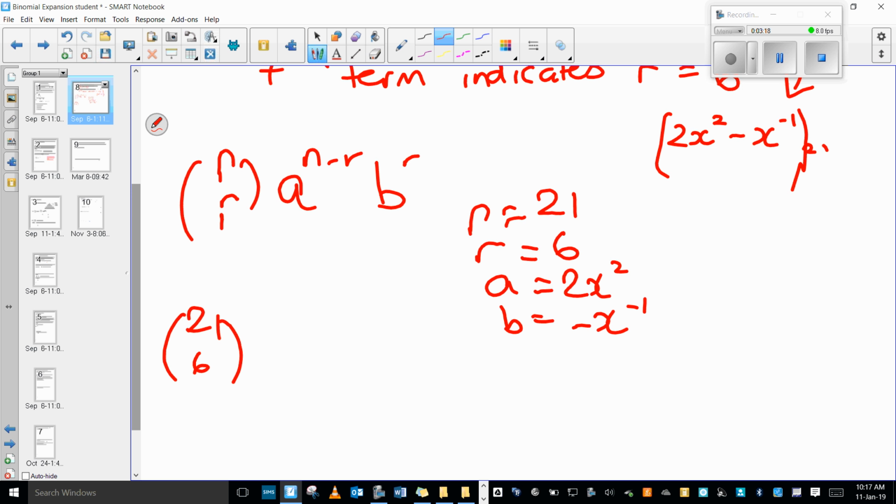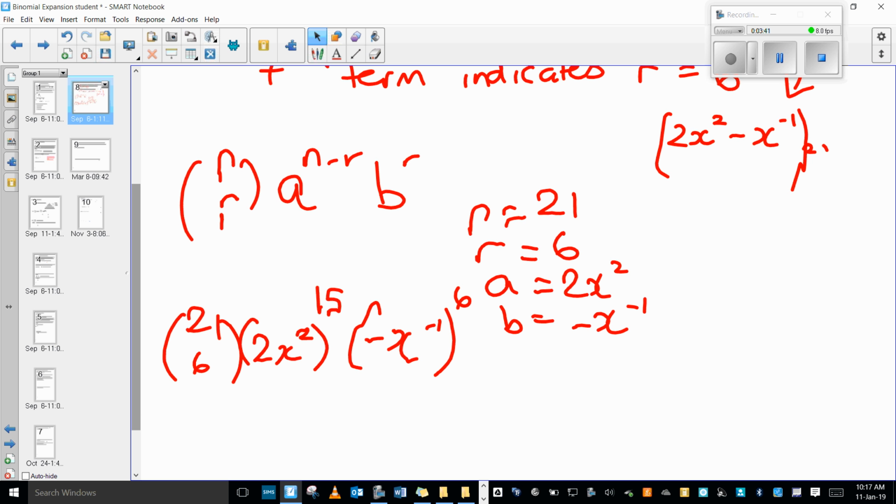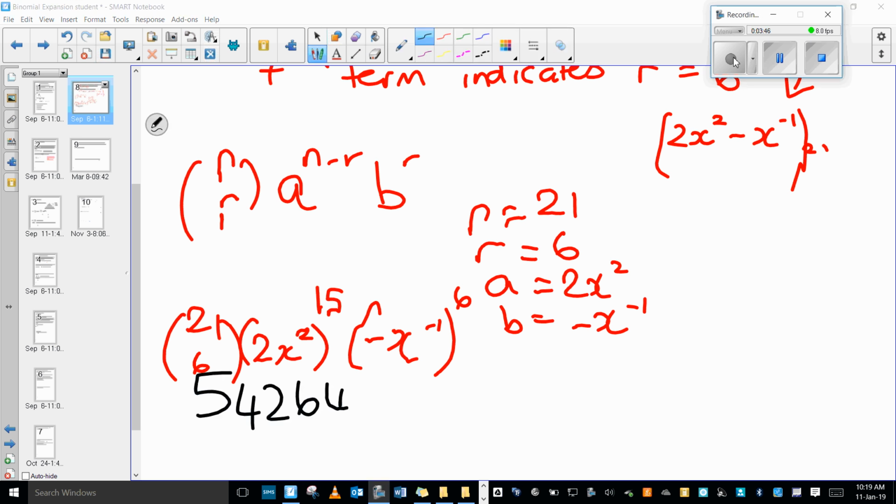Remember to use brackets. Let's do this bit in our head, so 21 take away 6 is 15. Let me just write it. Right, so we've got 2x squared all to the power 15.